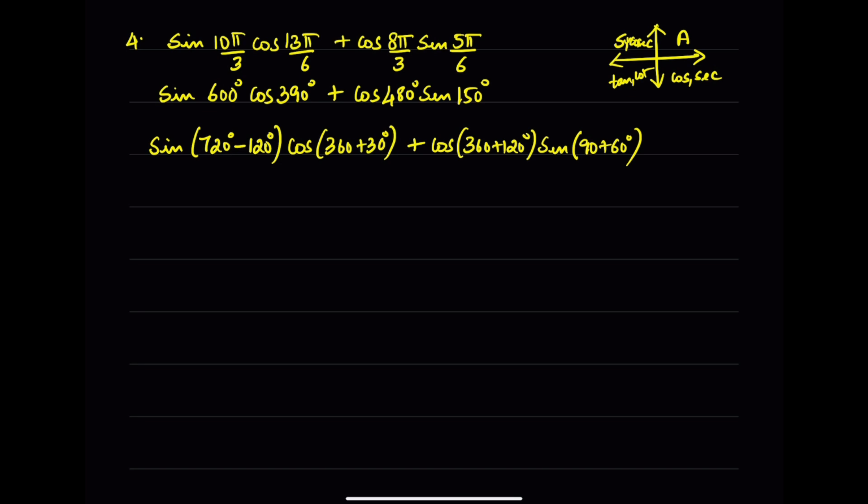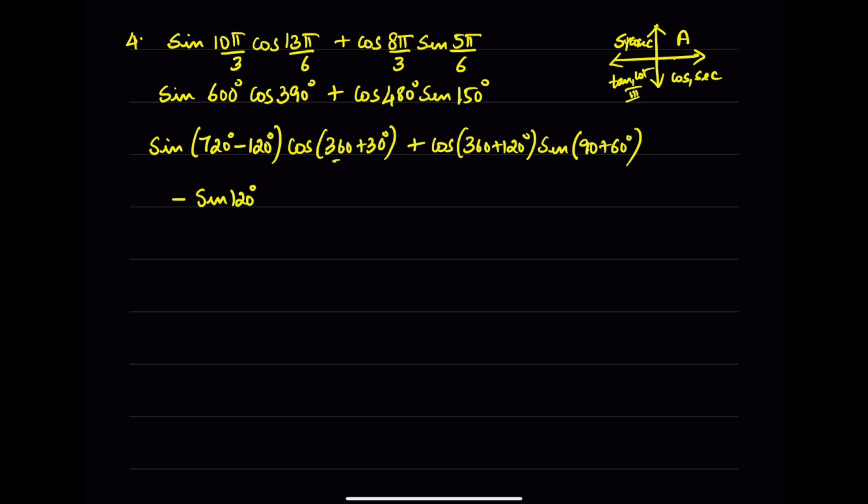Now sine of 720 minus 120 is 600. So 600, if you calculate, let's check it out. 360 would make the complete circle, and 240 would be in the third quadrant. So in the third quadrant sine is negative. So what we can do is write this as minus sine of 120 degrees.